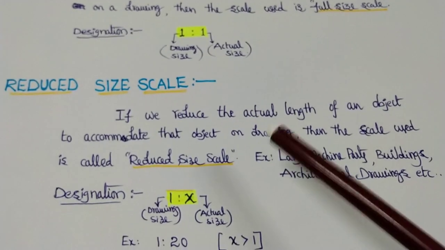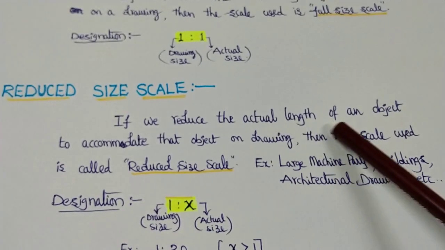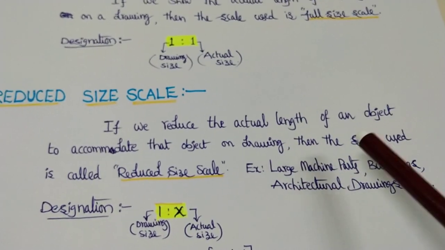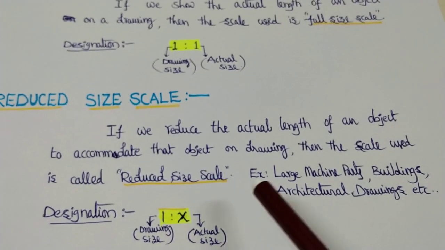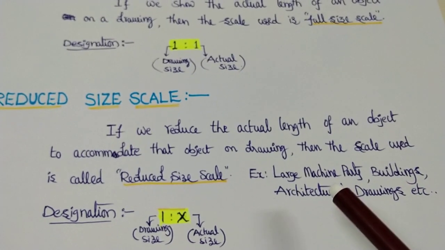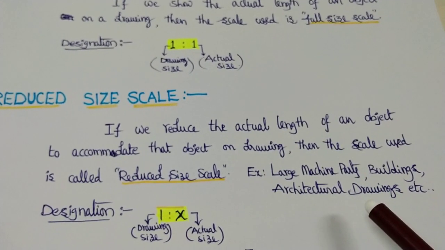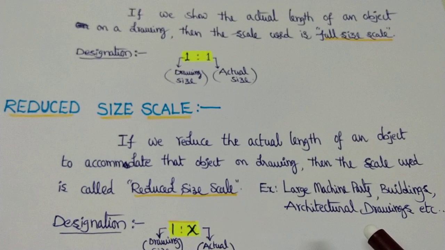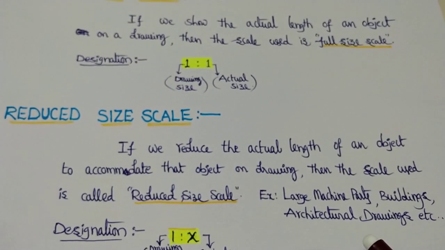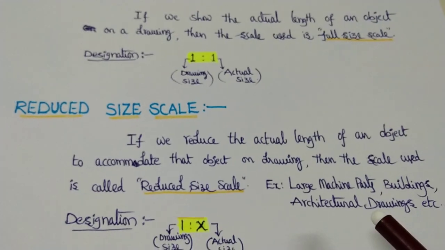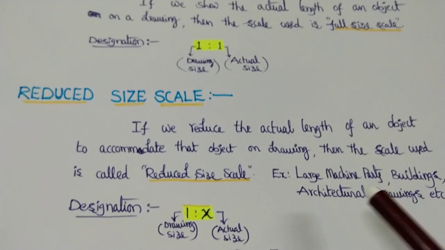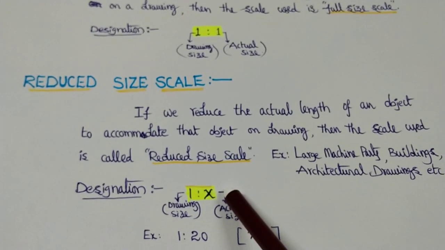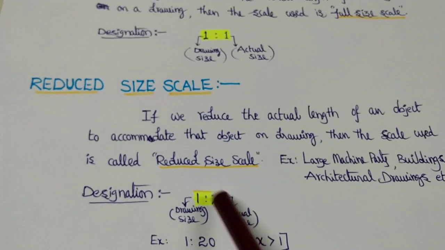Here we can see, if we reduce the actual length of an object to accommodate that object on drawing, then the scale used is called reduced size scale. For example, large machine parts, buildings, architectural drawings are very big to accommodate on the drawing sheet. So that is why we can reduce them. Here we can see the designation also, that is 1:x, where x is greater than 1.